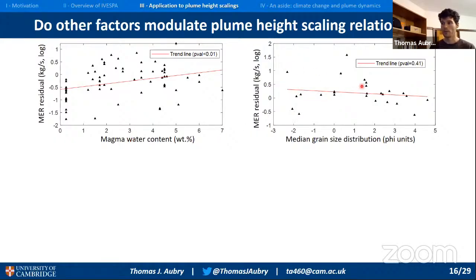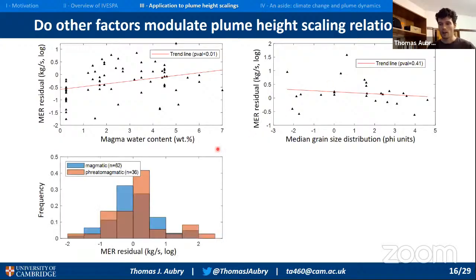Another parameter that we've tested is how this residual depends on the median grain size distribution. And essentially here there is no trend. We also have a lot fewer events for which the grain size distribution is available. One where we're really expecting a trend. So here I'm showing a histogram of this residual, and the red histogram is for phreatomagmatic eruptions, and the blue one is for magmatic events. And here you can't really see a difference, or maybe a small one, but there is really nothing clear. Whereas we were kind of hoping to see the eruption style influencing the model prediction.